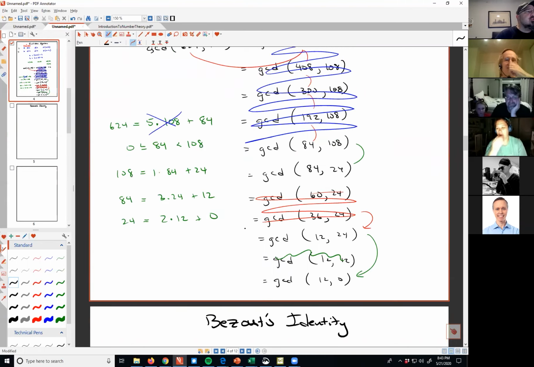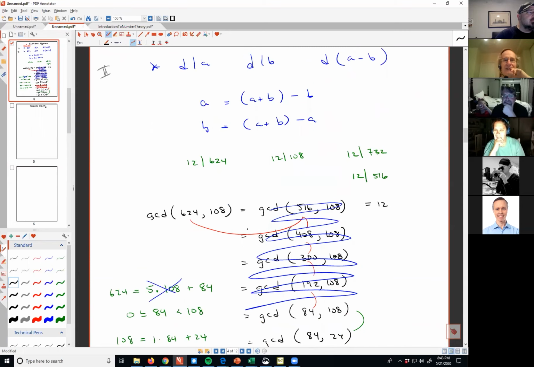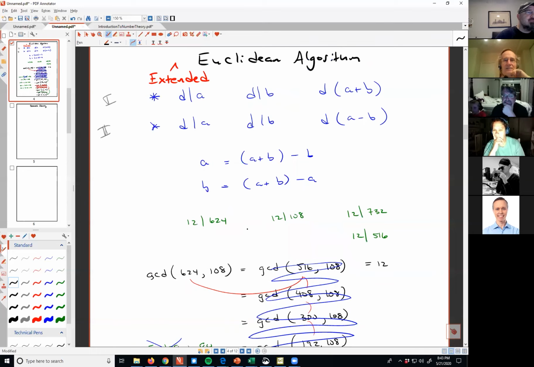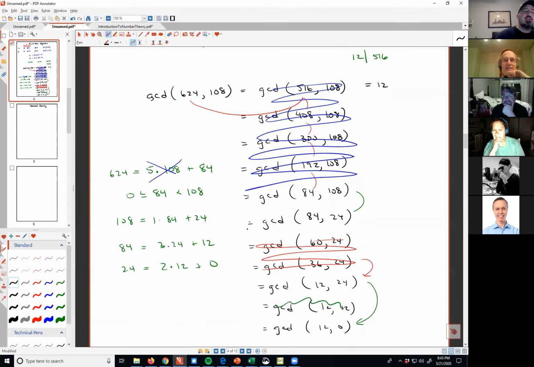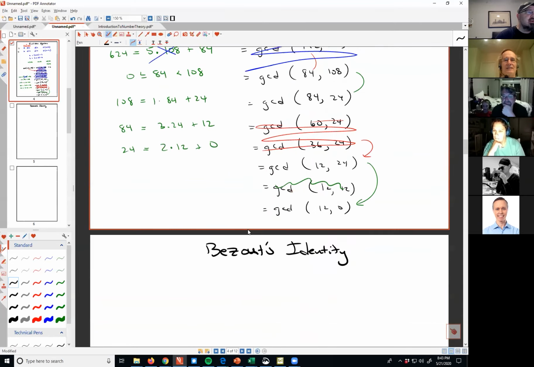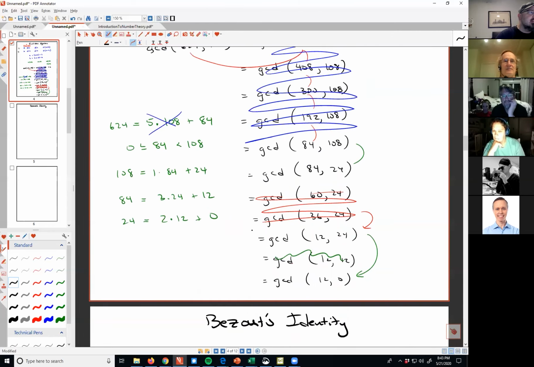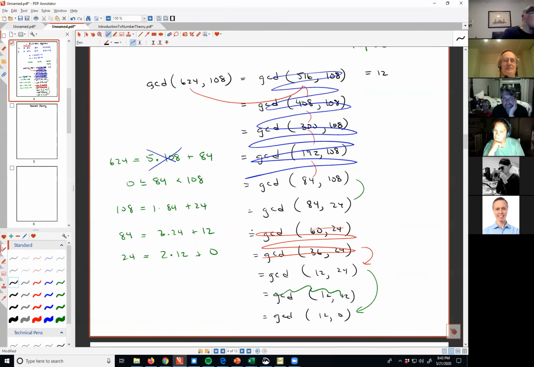So if we were to walk backward through the Euclidean algorithm, we can wind up building 12 in terms of 624 and 108. And we'll see why that's important as we go. But how do we build 12 from 624 and 108? And here's what I mean. Just to be clear, I mean a linear combination.